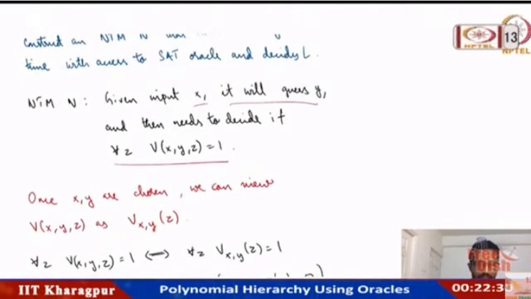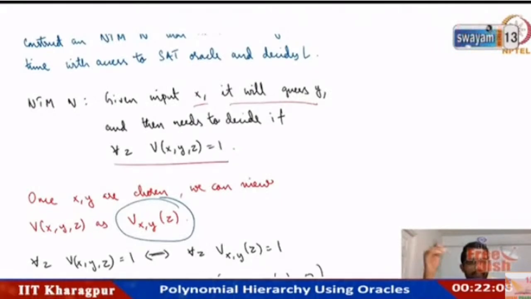A slight notation change may help to change the perspective and view things differently. So once x and y are fixed, x is the input and y is the guess. Once y is guessed, now V(x,y,z) is just a function of z. So one thing that we can do is to bring down x and y as a subscript and then view it as a function of z alone. So once x and y are fixed, we can view V(x,y,z) as a function of z alone, which is what is happening here.